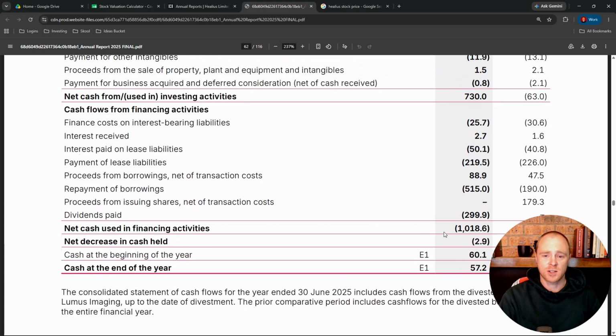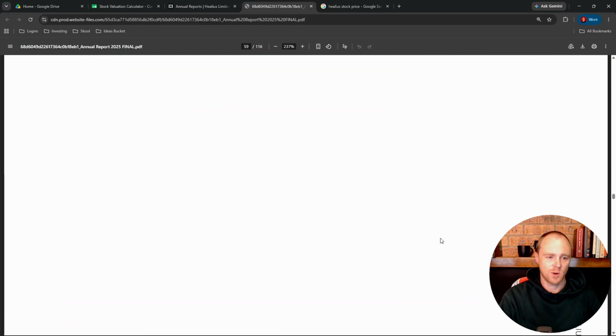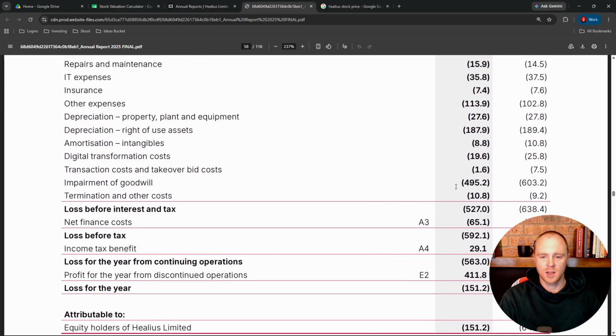And so that pretty much takes out the entire cash flow, and we end up back at where the net income was. If we have a closer look here, we got 495 and 603 with the non-cash charge of impairment of goodwill. What would happen if we took that off? Well, we'd be back on the good side and we'd have a profit for this year.